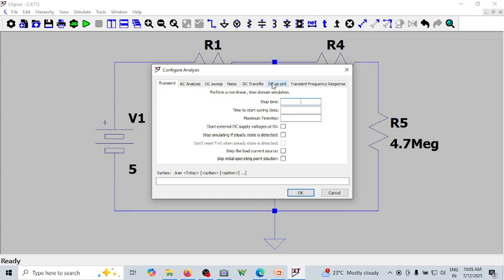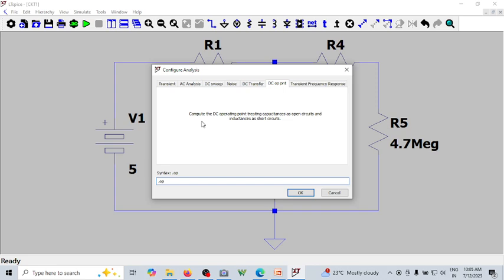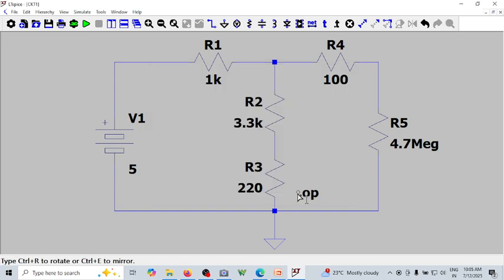Otherwise you can see this DC operating point. The DC operating point will compute the DC operating point, treating capacitances as open circuit and inductors as short circuit. Of course, in this circuit we have neither a capacitor nor an inductor. Since we have only resistors, the opening of capacitors and shorting of inductors will not happen. So if I select this, I can place this and then simply run this.